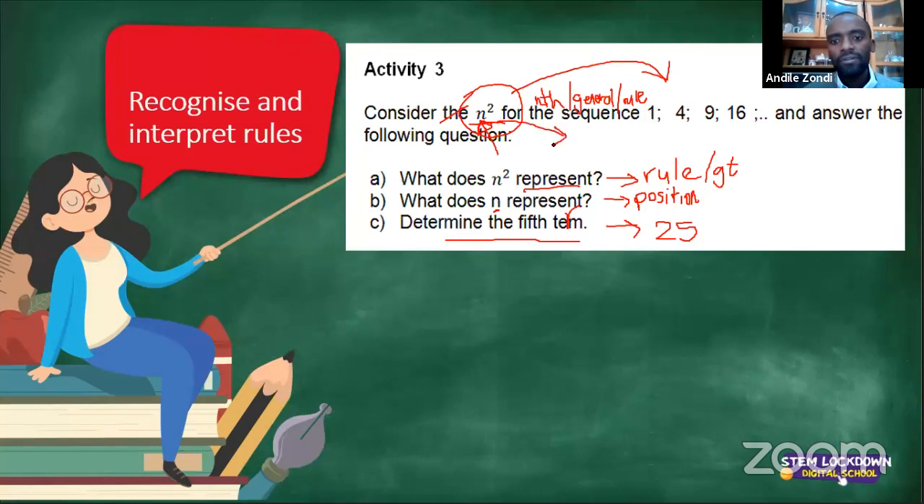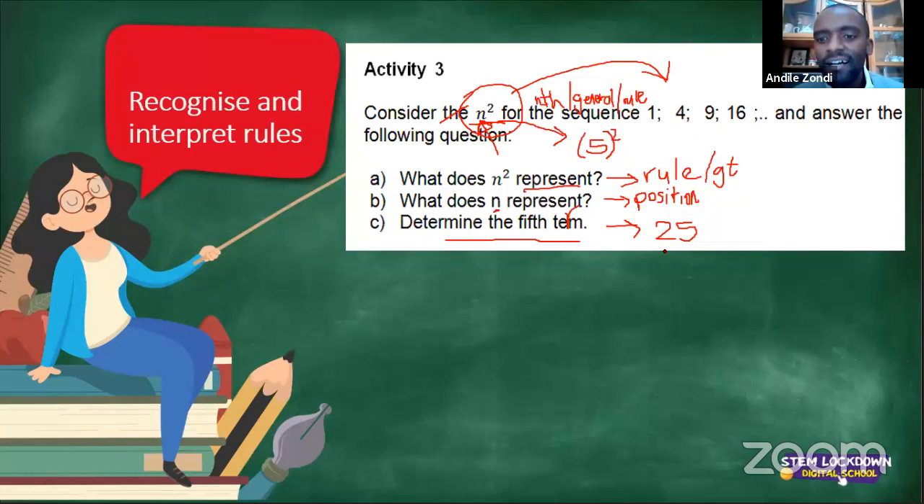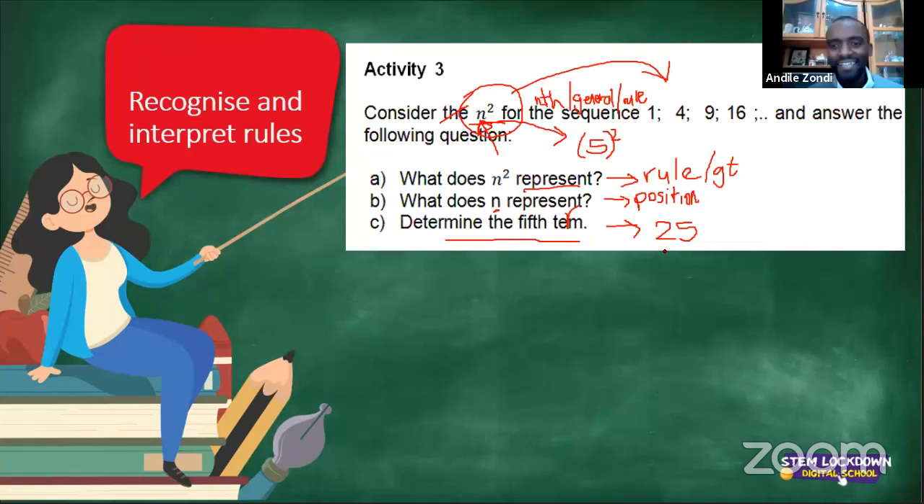According to the rule, n is position. So it's 1, 2, 3, 4, 5. Position 5, so it's 5 squared. Austin, do you have a question? 25. Yes, please go ahead. Never mind. Okay, let me move on to the next.